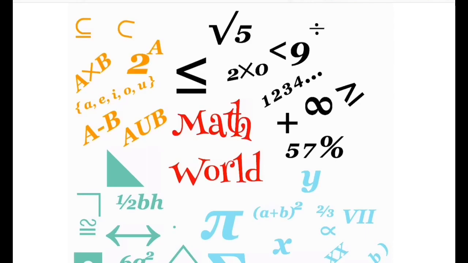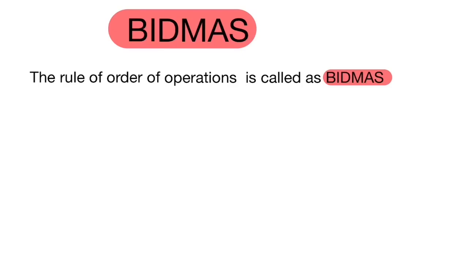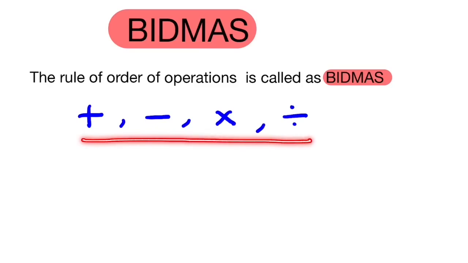Welcome to Math World. Today's topic: BITMAS. The rule of order of operations is called BITMAS. The four basic mathematical operations are addition, subtraction, multiplication and division. The BITMAS rule tells us the right order of these operations to simplify a mathematical expression.